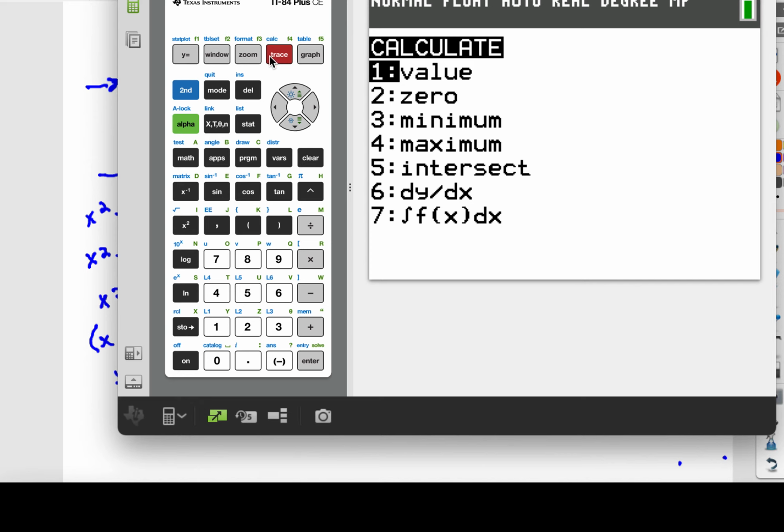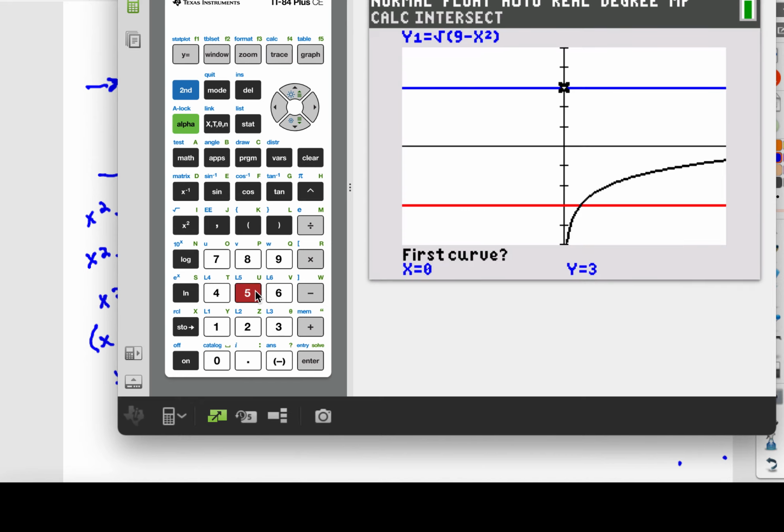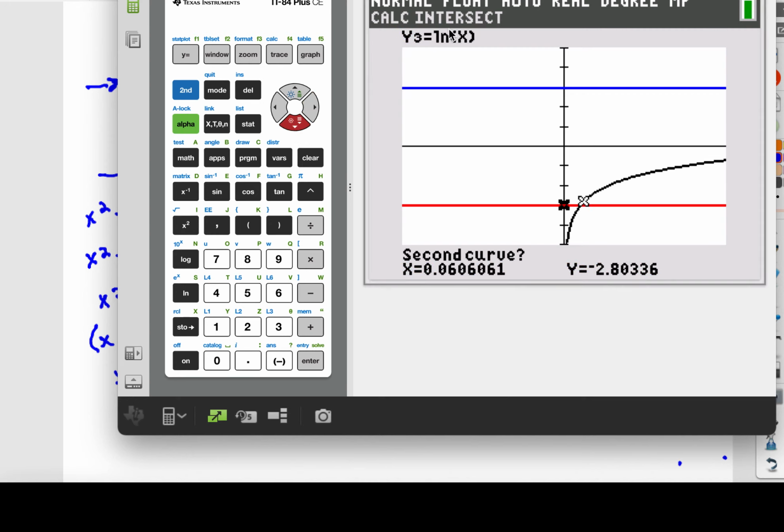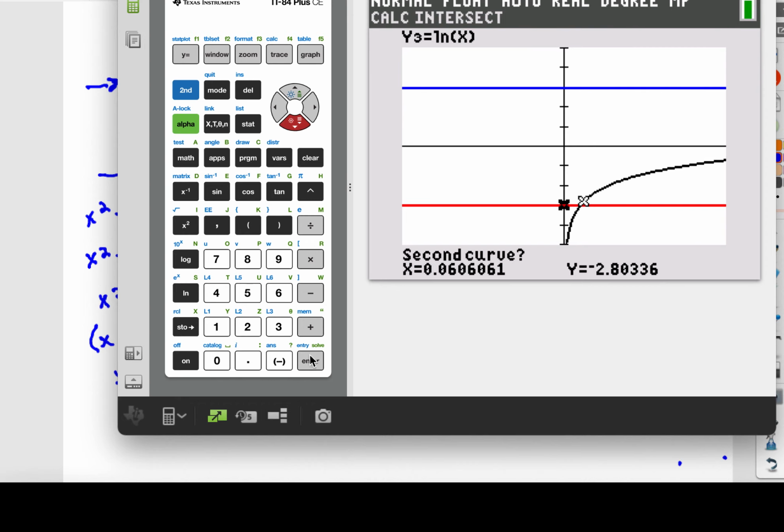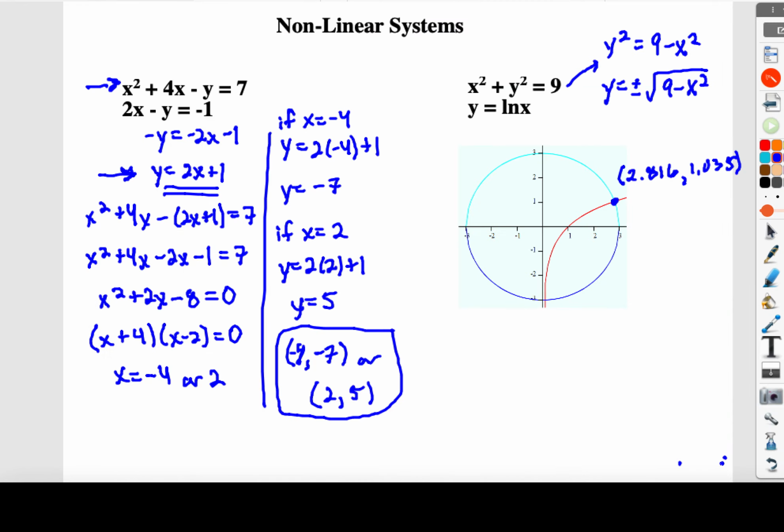So second, calculate the intersection, number 5. Again, I don't want to be on the blue line anymore. I want to be on the red line. And our second curve, we need to get onto that black line. So it looks like there we are. Now we're on our logarithm here. So we can press enter, and we should get an intersection 0.0498. So 0.050, it looks like.